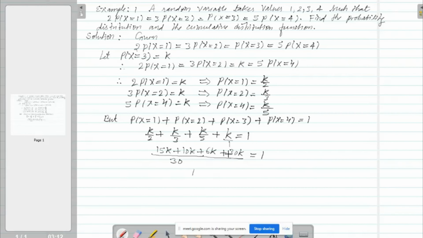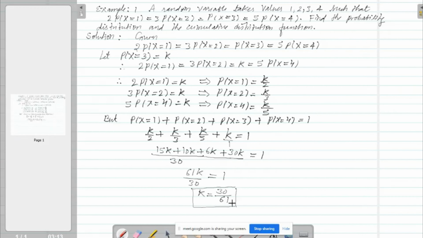How much is this? Then 3, 6, 9, 61k. 10 and 11, how much is this? 61k. 61k by 30, so this equal to 1. तो यहाँ से k आपको क्या मिलेगा, ये ऊपर चला जाएगा और नीचे आ जाएगा 30 बाय 61. ओके, k की वैल्यू आपको आ गया, 30 बाय 61.